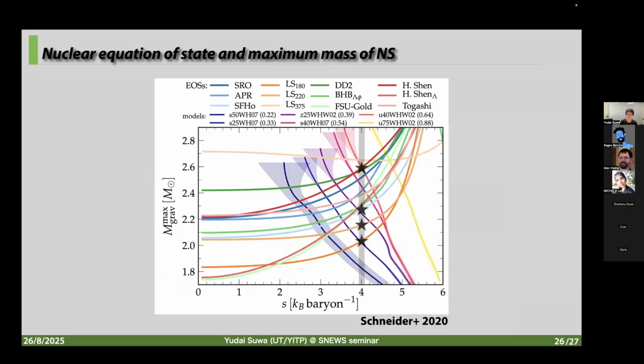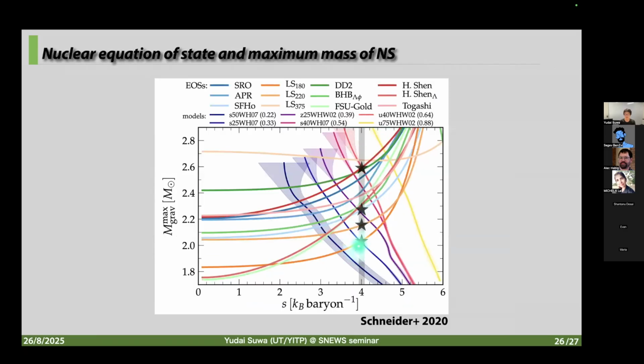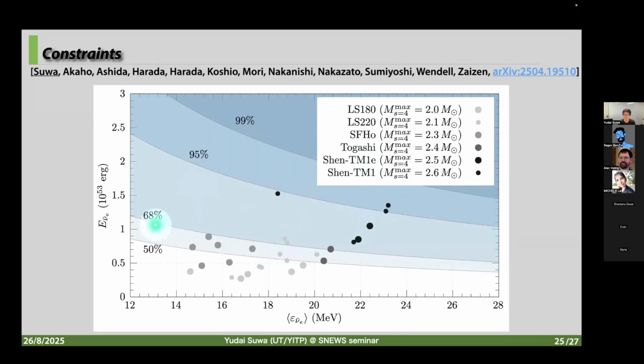And okay, this is some example of the nuclear equation of state as a function of the finite temperature effect. We are plotting these four different equations of state here: the Lattimer-Swesty, SFHo, Togashi, and Shen. So this is Lattimer-Swesty 180 to 220. Togashi, sorry. This is SFHo. And this is the H-Shen equation of state. Togashi is here, sorry. So these monotonic trends also have some relationship with the neutrino observation here.